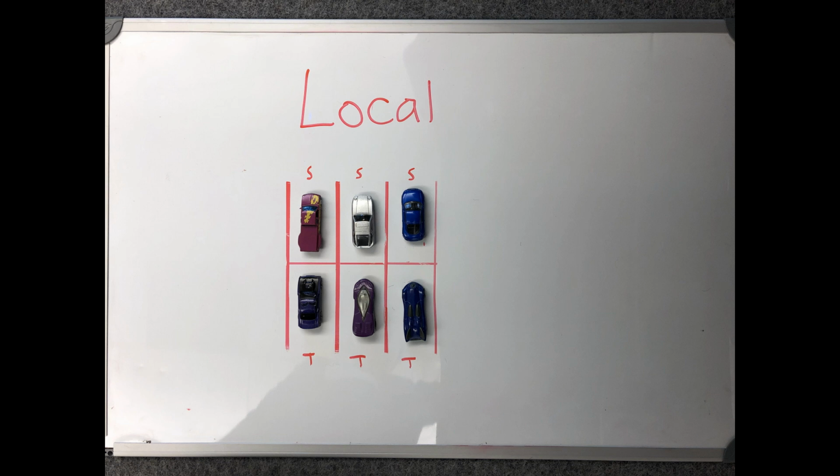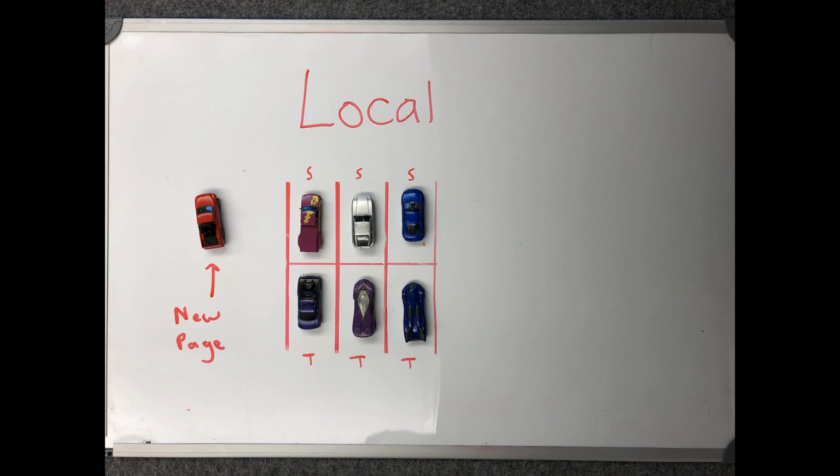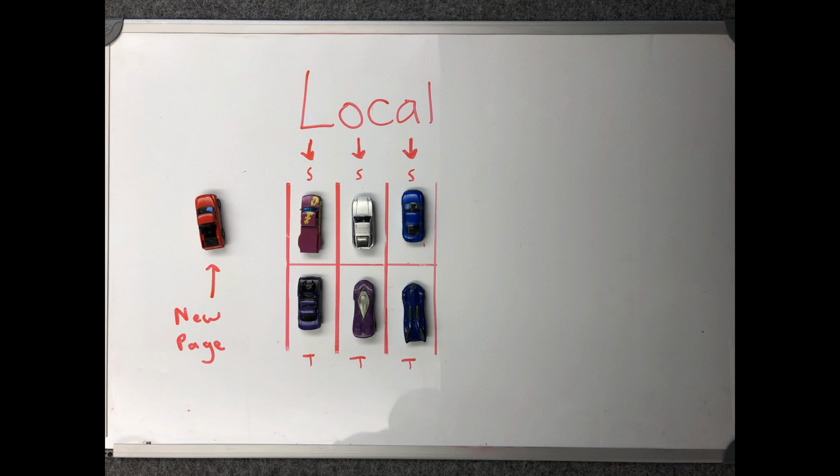Going back to our tiny parking lot, consider again our student and faculty processes. Here, the student process needs to bring in a new page represented by this car. Since there are no available parking spots allocated to students, it must select one of these to remove from memory in order to load the new page onto it.